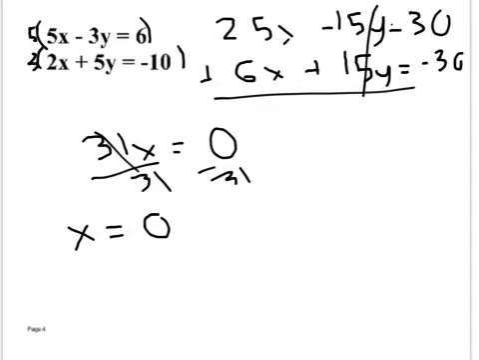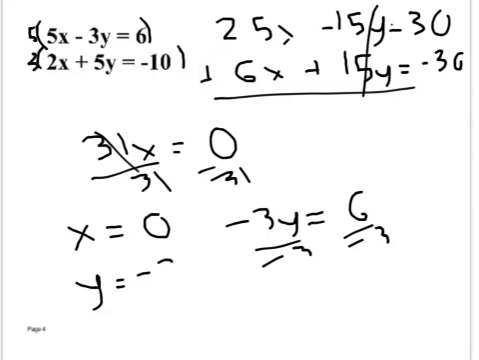So I just plug x in there. Okay, I'm going to plug in the top one and get -3y equals 6, because 0 times 5 is 0. I divide by -3. Y is -2. So my deal is 0, -2.